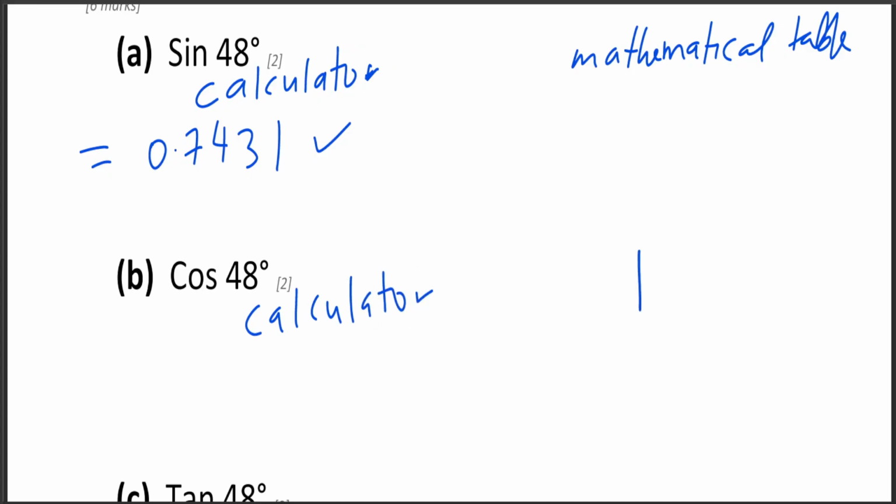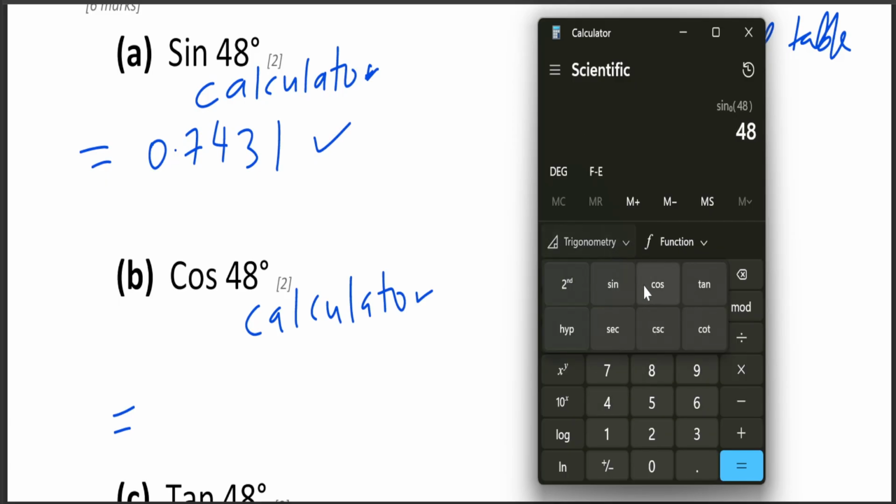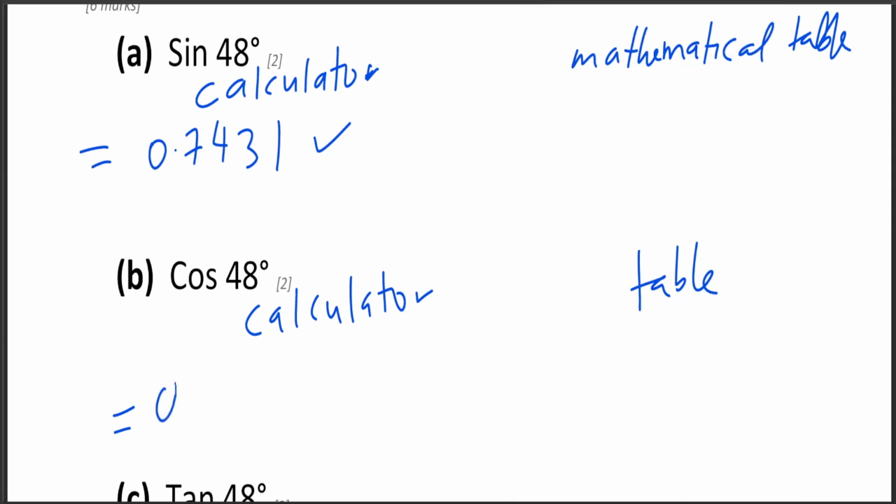hakuna table. So for the calculator one, obviously utabofa cos for 48, in which kwenye calculator yangu nitaanza kubofa 48 lakini then cos, but yours utaanza kubofa hiyo cos then 48. So hii answer ni 0.6691. Niangalia na calculator yangu cos 48, yeah, ni hiyo.